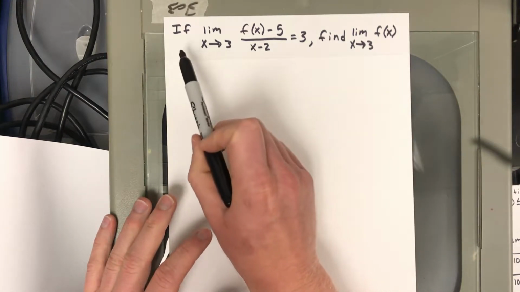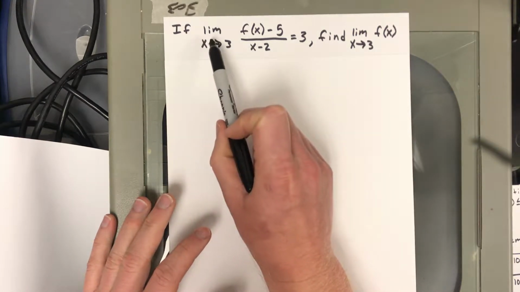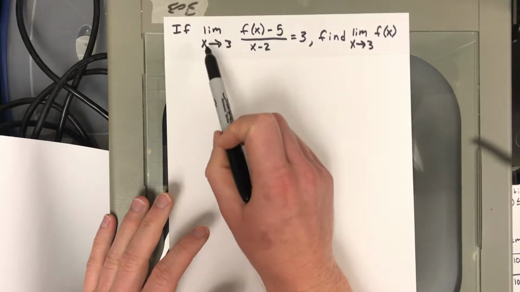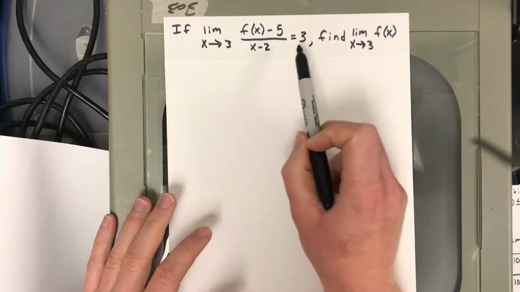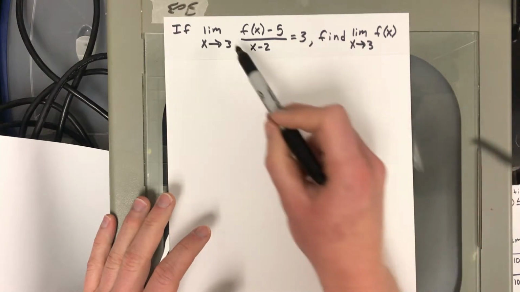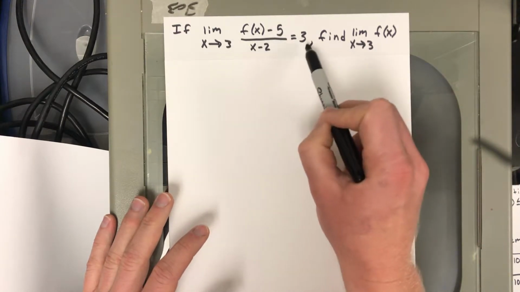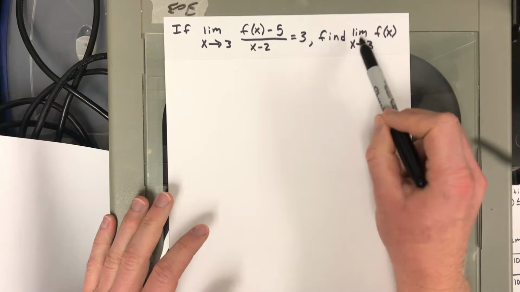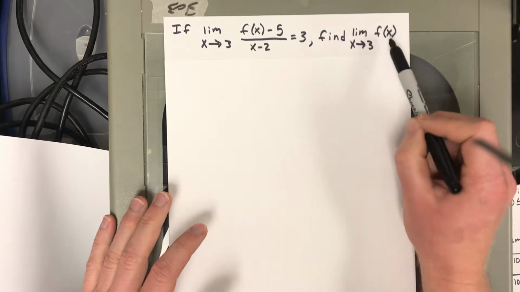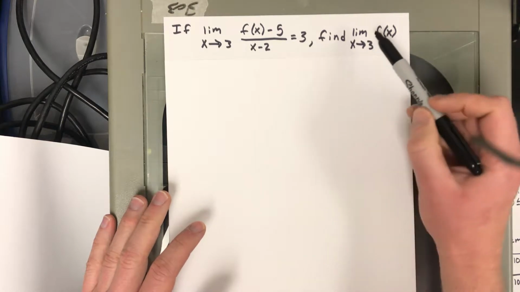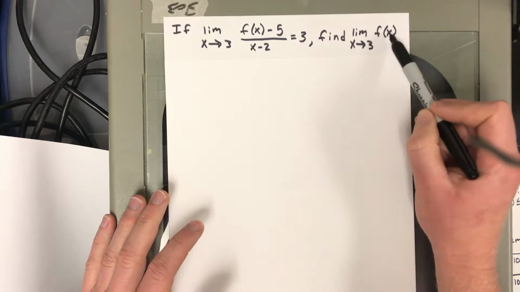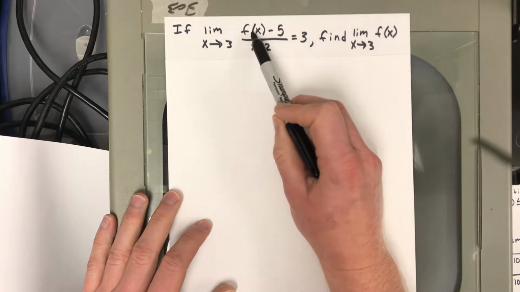It says if the limit as x approaches 3 of f of x minus 5 divided by x minus 2 equals 3. So the limit of this function equals 3. They want you to find the limit as x approaches 3 for just f of x. So they have the limit of this function equal to 3, but they just want you to find the limit as x approaches 3 for f of x.